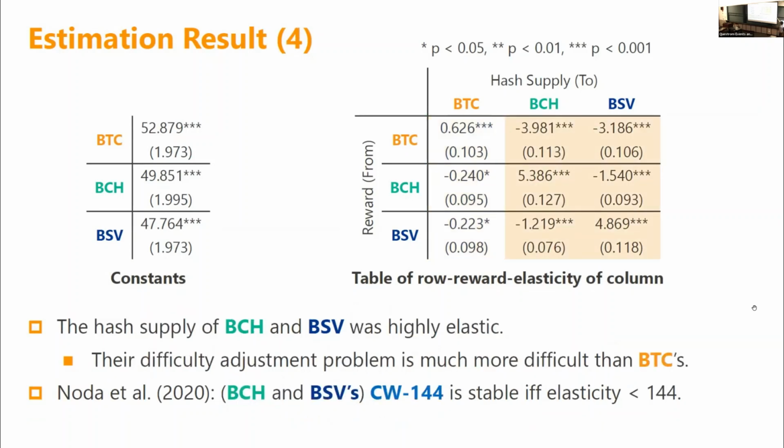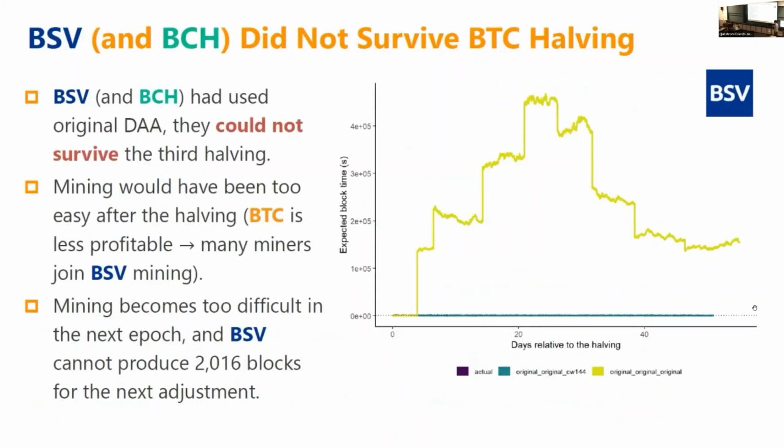In contrast, Bitcoin Cash and Bitcoin SV are facing much more elastic miners. Their own elasticity is 5 or something like that. So if they used Bitcoin's original DAA, they could not survive. But because they use chainwork 144, which is stable as long as elasticity is smaller than 144, they could survive. As a counterfactual simulation, I showed that when Bitcoin SV and Bitcoin Cash use the original DAA, the expected block time becomes much farther from 600 seconds. So it's going to be a catastrophic outcome. Bitcoin Cash and Bitcoin SV survive because they adopted chainwork 144, which is much more stable than Bitcoin's.